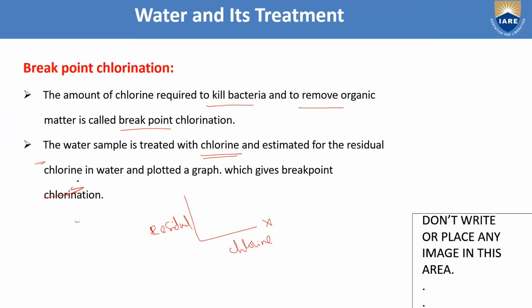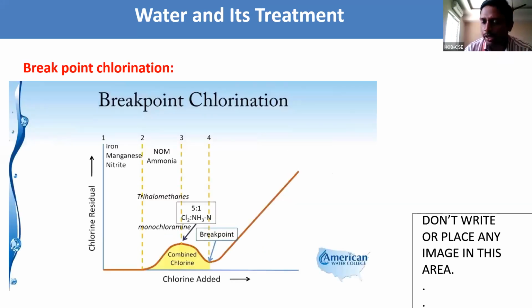At which points, we need to take A, B, C, D like that. The water sample is treated with chlorine and estimated for the residual chlorine in water. The plotted graph gives the breakpoint of chlorination. This is the graph mark. Here, this is called the breakpoint of chlorination. At A, B, C.